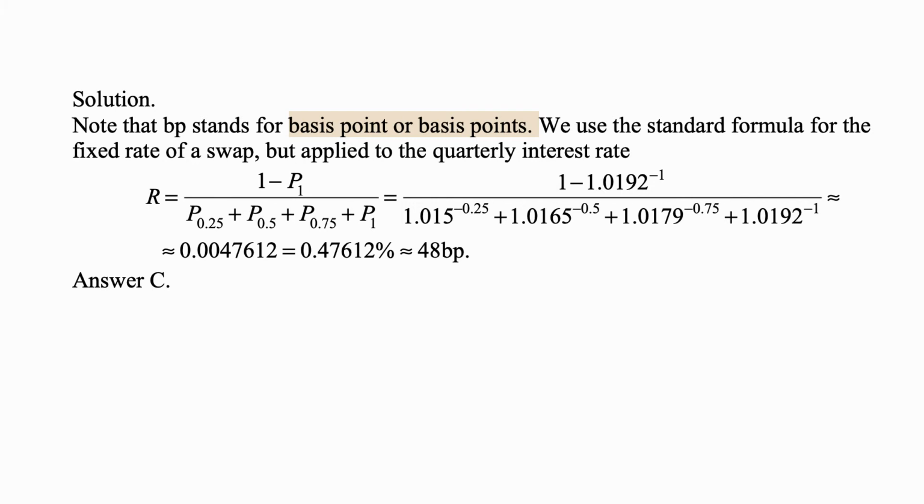In each case, we could have written this as 1 times the interest rate to the power negative 0.25, negative 0.5, negative 0.75, and negative 1, but multiplication by 1 is irrelevant in a sense. It doesn't change anything. So the prices of these zero coupon bonds are as listed. Now it's just a calculation. We get approximately 0.0047612. That's 0.47612%, or about 48 basis points.